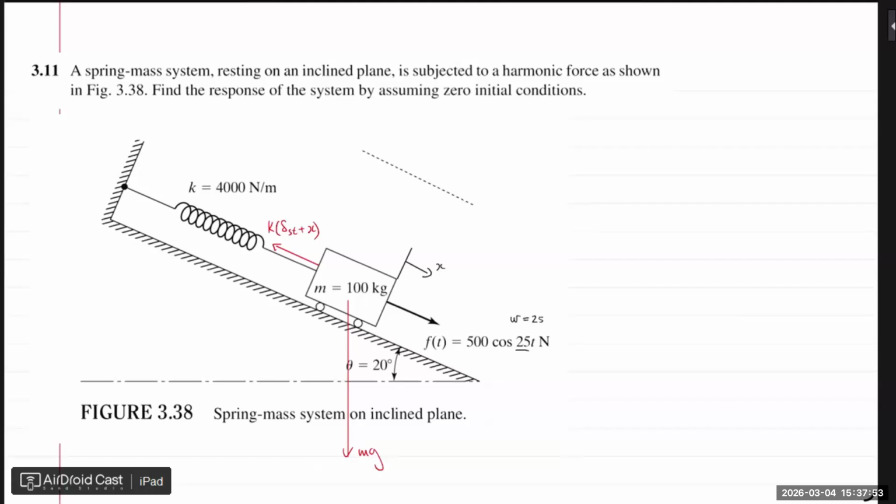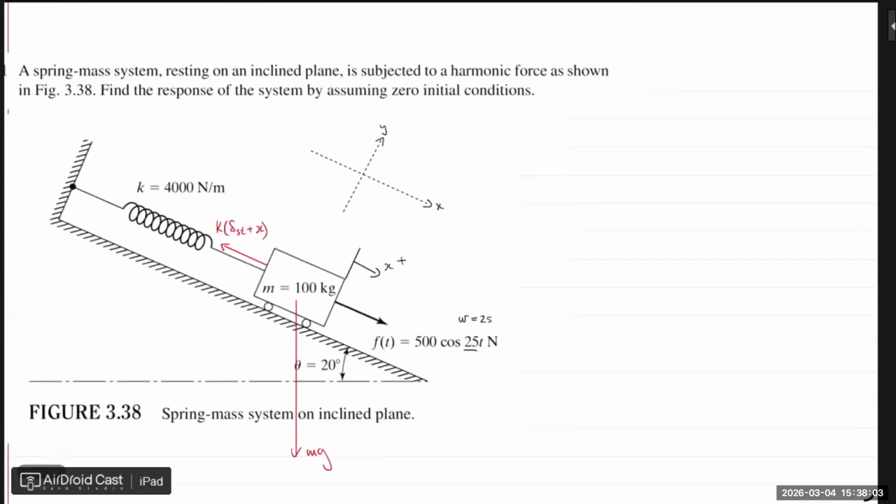But this is my x-axis, and this is my y-axis, just to make it easier. So the y-axis, and that is the x-axis. That's the positive part. So I want to set up an equation. Okay, obviously this force as well. Let's make it red as well. I want to set up an equation in the x direction.